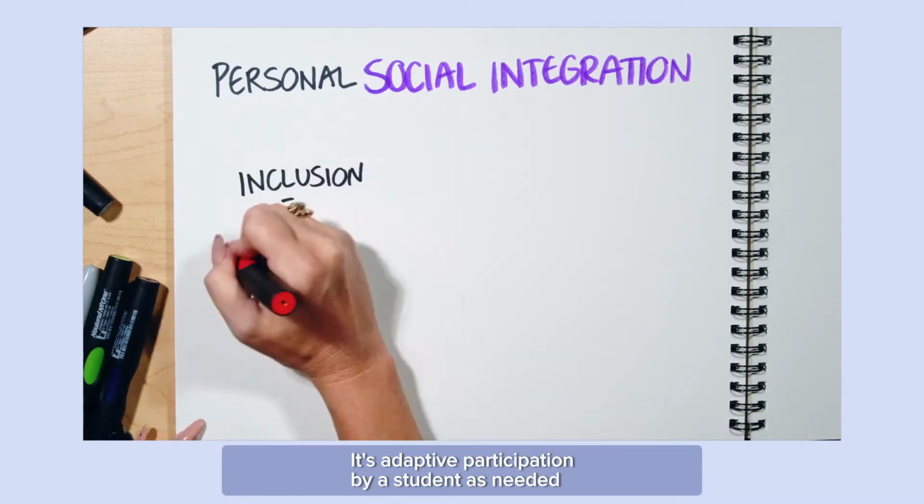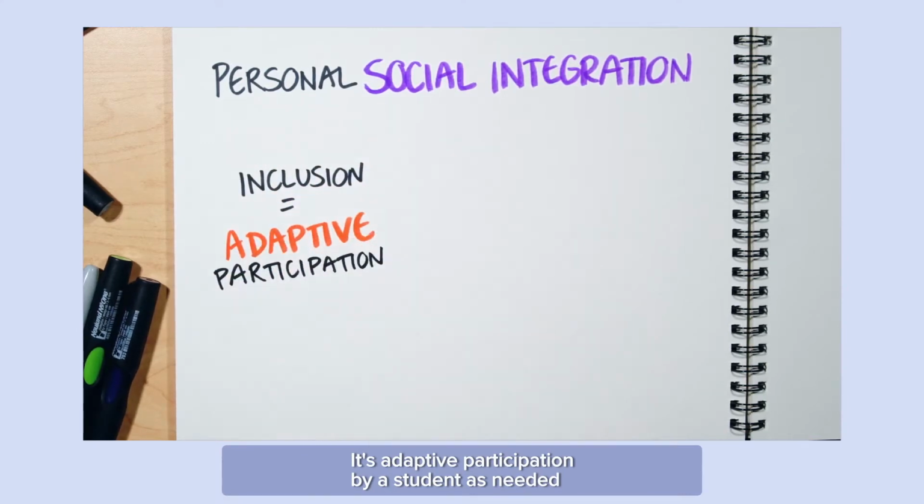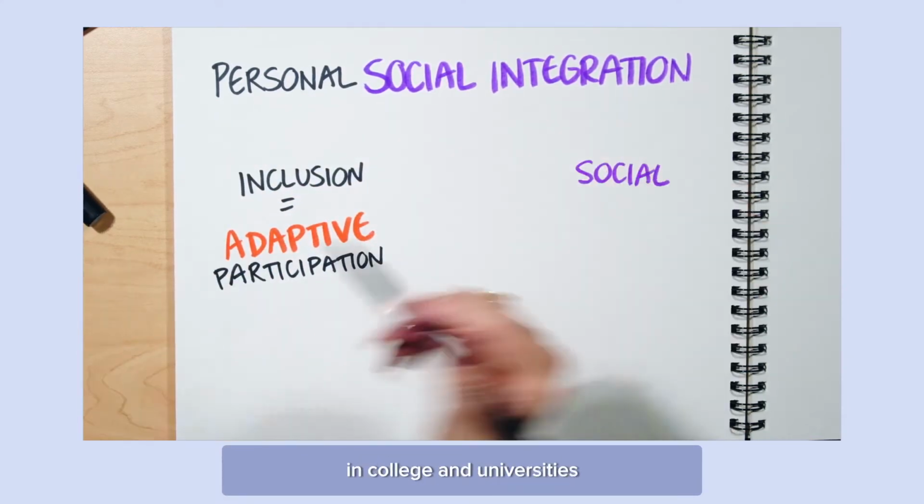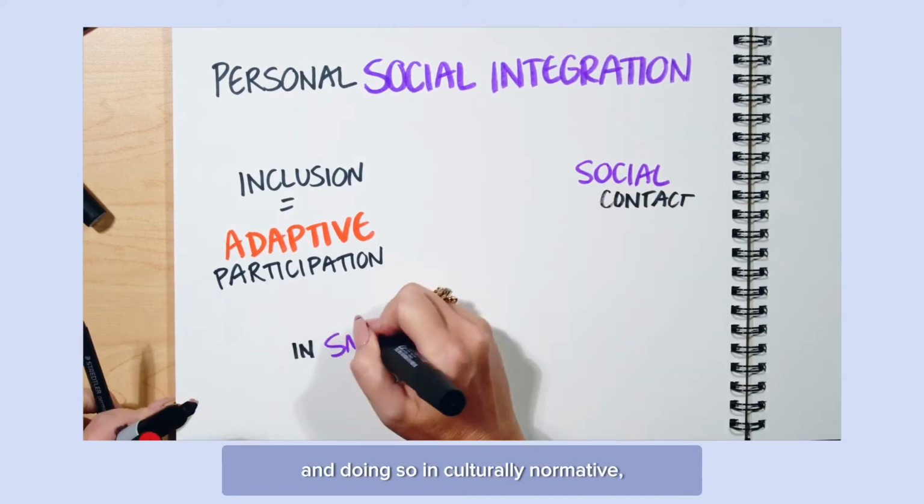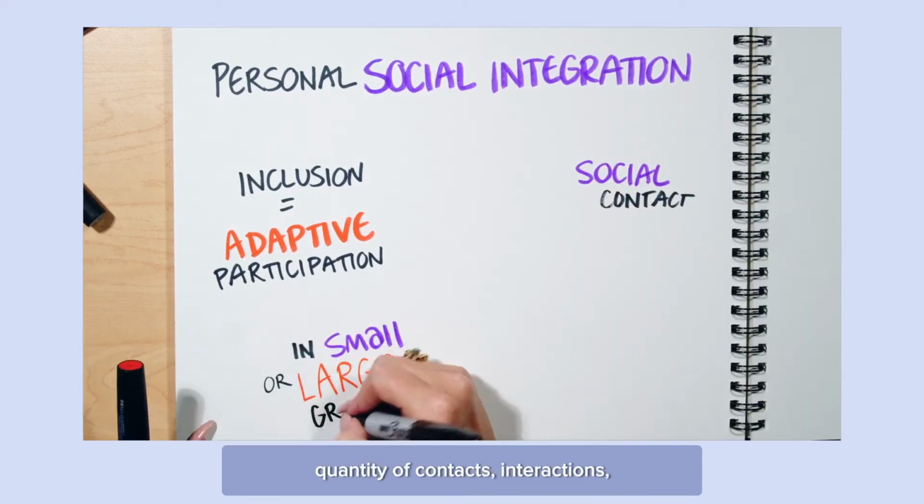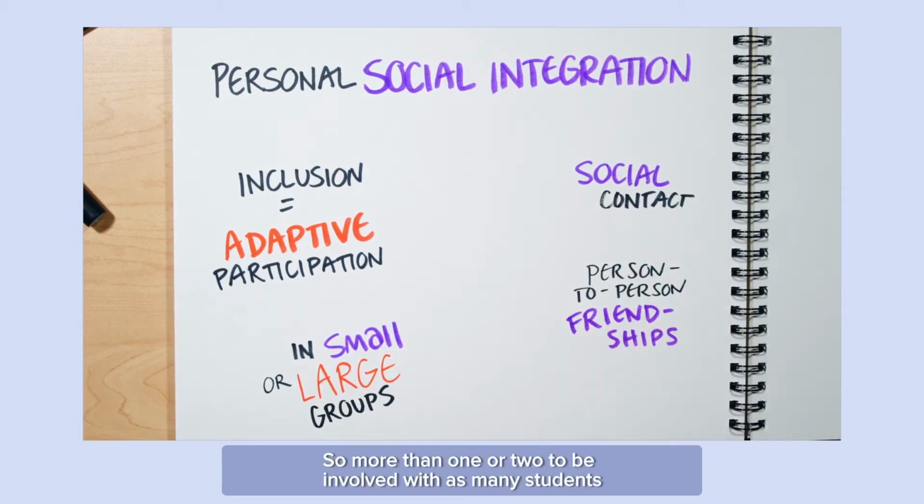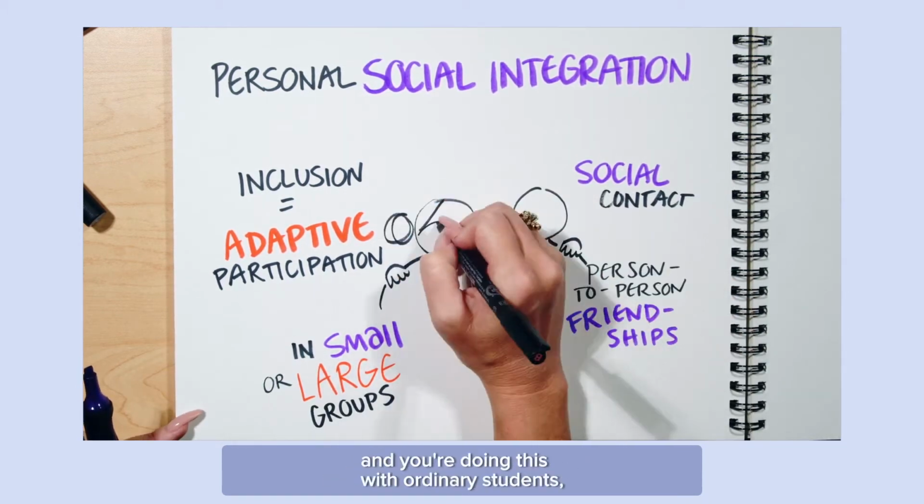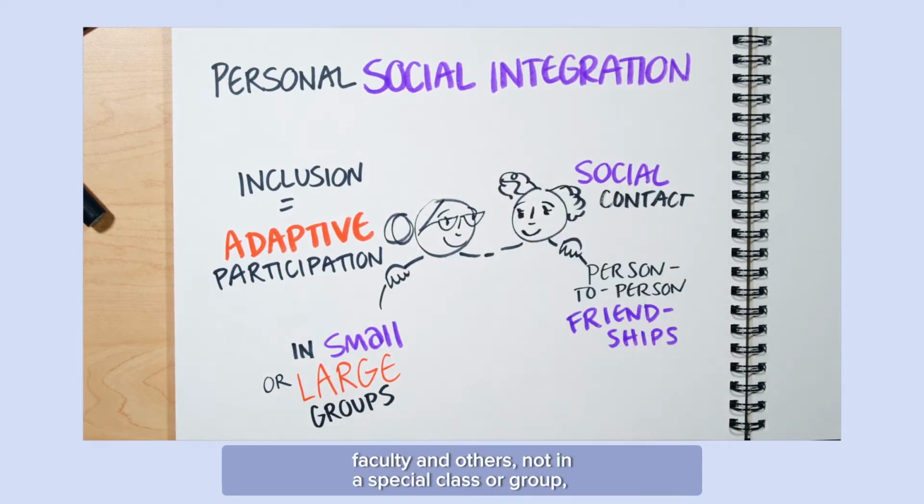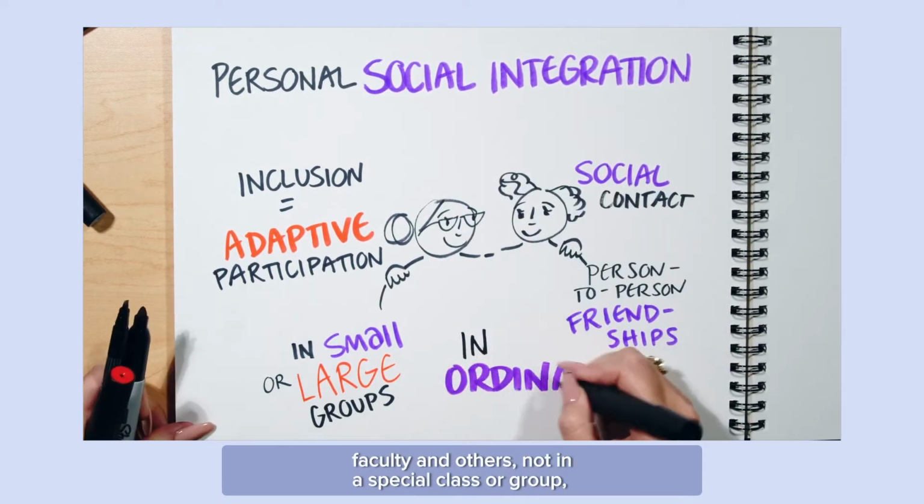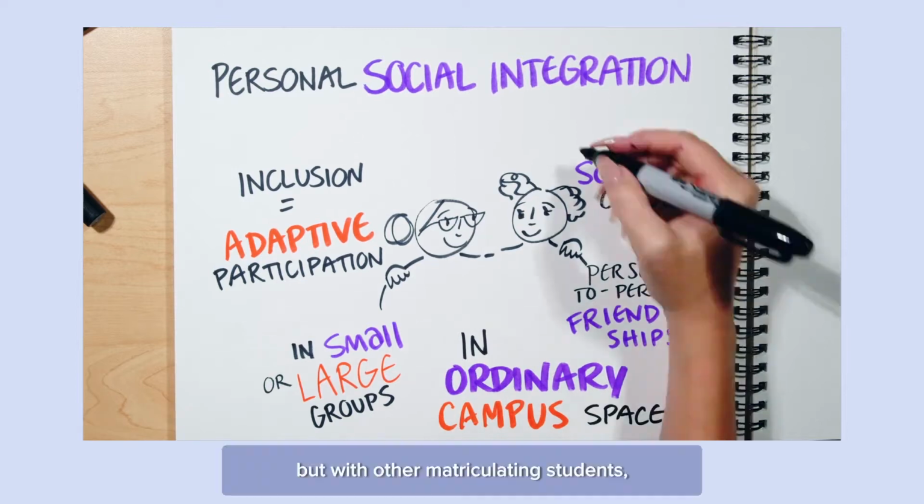It's adaptive participation by a student as needed in college and universities, and doing so in a culturally normative quantity of contacts, interactions, and positive relationships. So more than one or two. It's being involved with as many students as one can be involved with. And you're doing this with ordinary students, faculty, and others, not in a special class or group, but with other matriculating students.